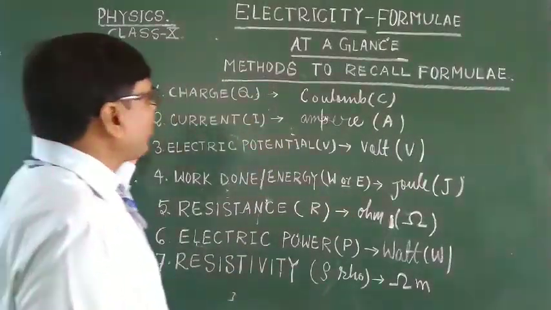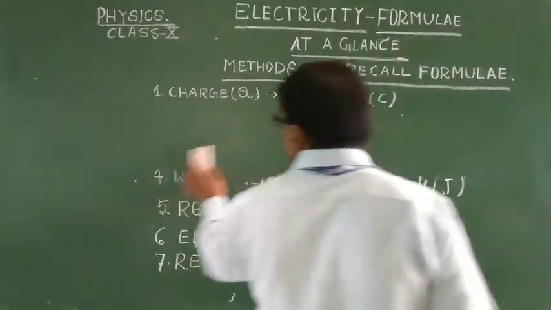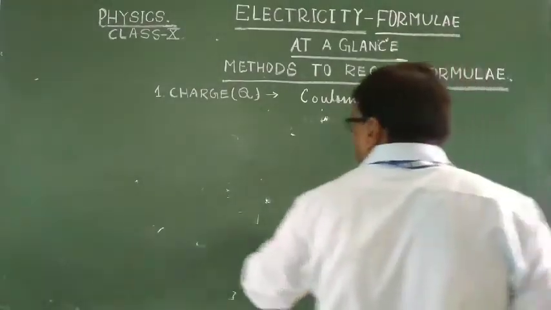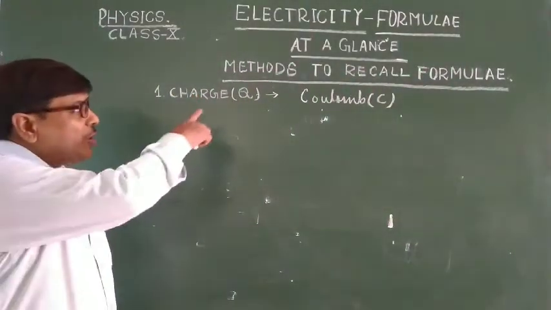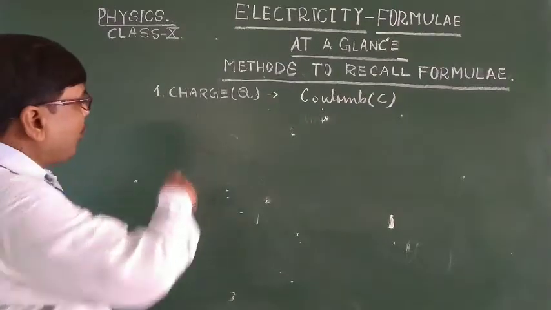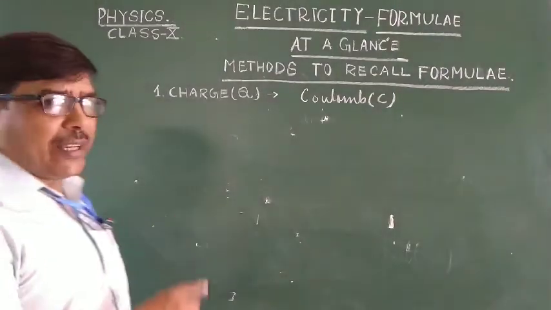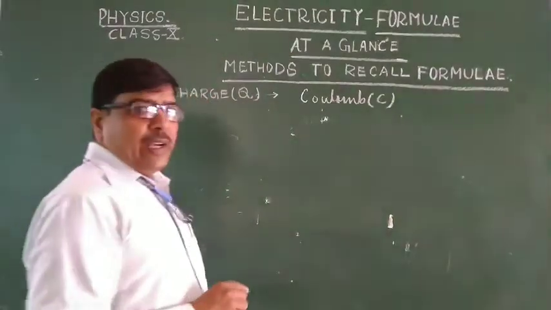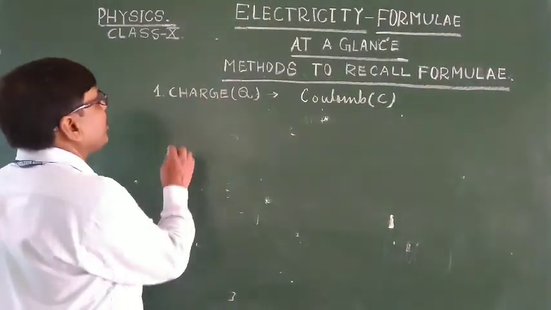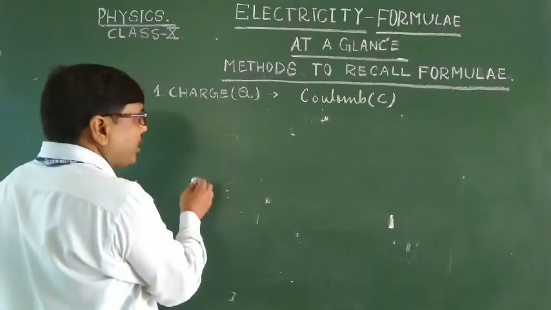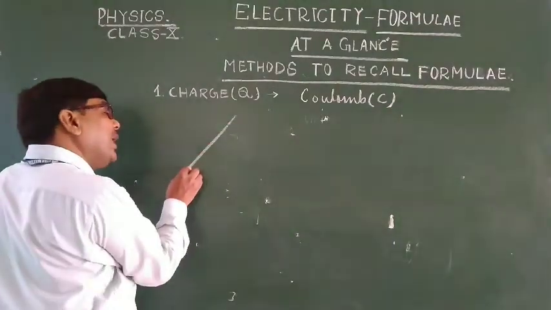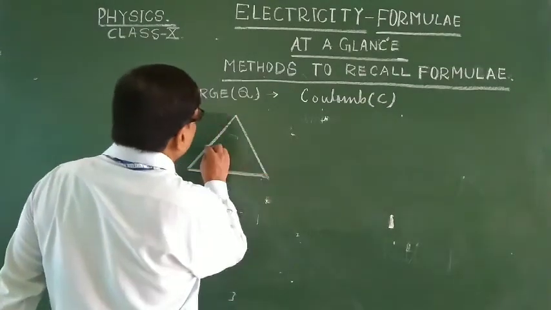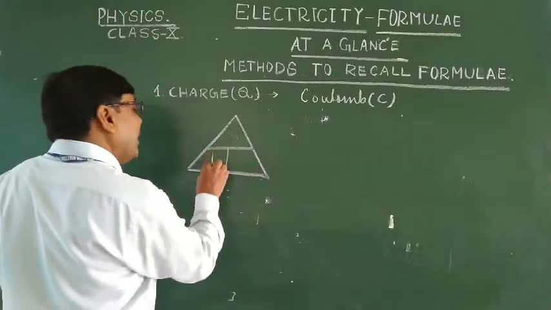Okay students, so come to the points. First of all, we need to know about charge. What is charge? Charge depends on the amount of flow of current and time. What is the magnitude of charge? It depends generally on two parts. The first part is the current.